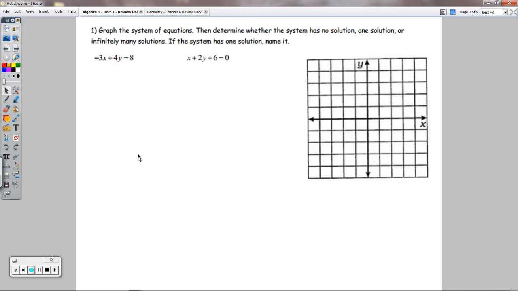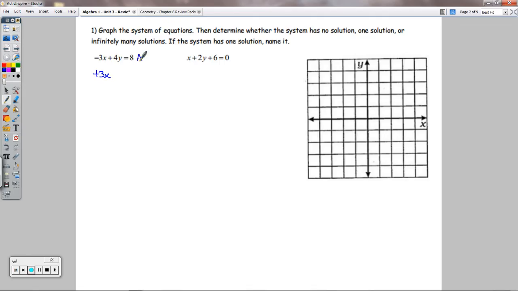Number 1, graph the system of equations, then determine whether the system has no solution, one solution, or infinitely many solutions. If the system has one solution, we also need to name that solution. So for both of these, I think the easiest way to consistently tackle these problems is to use slope-intercept form. So let's get both of these into slope-intercept form, solving for y in both of those equations.